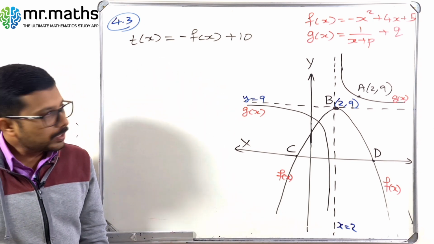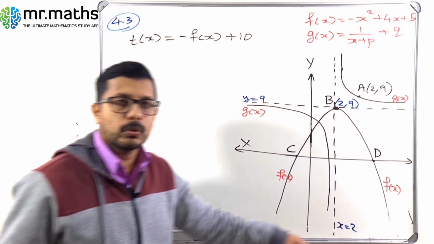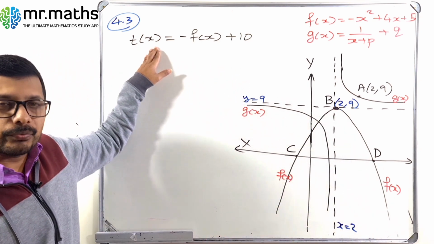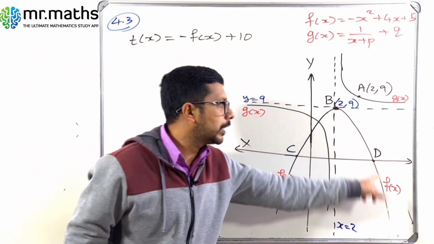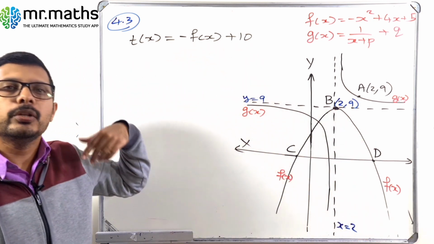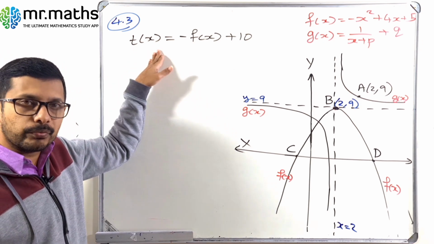If this is our f of x graph, this one is our f of x graph. So actually, what is this t of x? These changes happened in that f of x graph and we got a new graph, and they call that graph t of x.